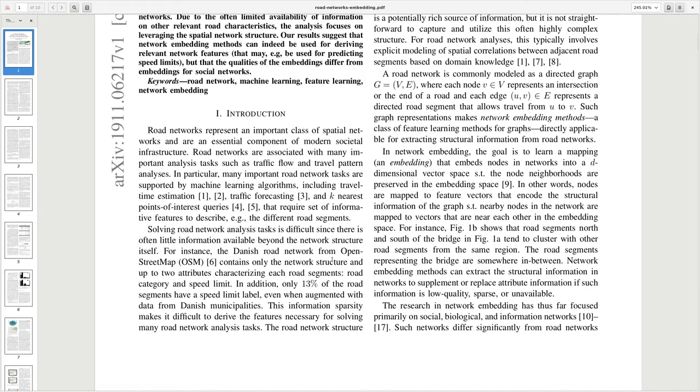Such a graph representation makes network embedding methods, a class of feature learning methods for graphs, directly applicable for extracting structural information from road networks. In network embedding, the goal is to learn a mapping, an embedding, that embeds nodes in the network into a d-dimensional vector space, where node neighborhoods are preserved in the embedding space. In other words, the nodes are mapped to feature vectors that encode structural information of the graph. Nearby nodes in the network are mapped to vectors that are near each other in the embedding space.